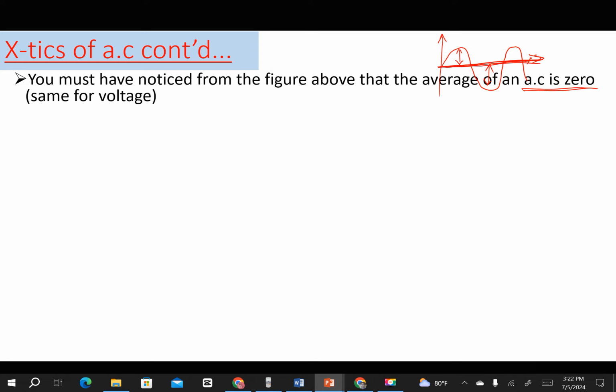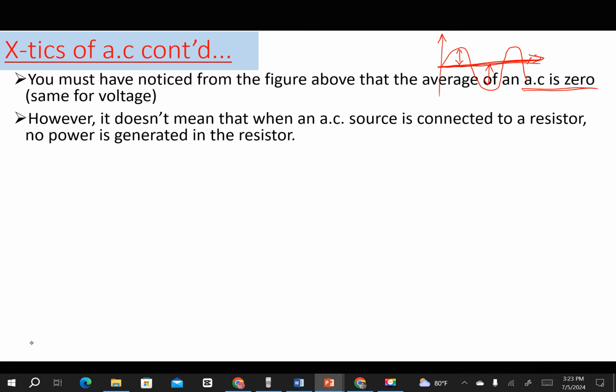So you must start asking yourself a question. How does alternating current flowing in wires cause the wire to warm up? Of course, warming up means there is heat dissipated in the wire, which means there is power dissipated in the wire. So if the average current in a wire where alternating current is flowing is 0, how is it possible that there is heat generated or wasted in the wire so that the wires become warm? We are going to address that shortly. However, it doesn't mean that when alternating current is connected to a resistor, there is no power generated. This is not true.